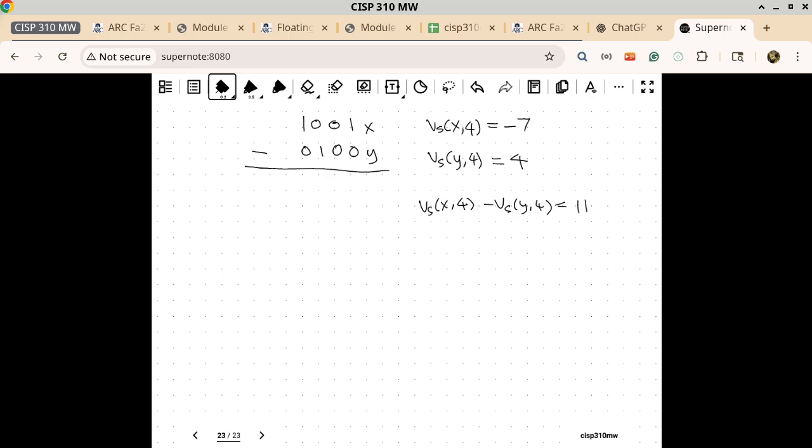Go ahead. Oh, it's negative 11. You're correct. It is negative 11, which is also out of range because it goes from negative 8 to positive 7. So negative 11, but you're correct. I forgot about the negation.